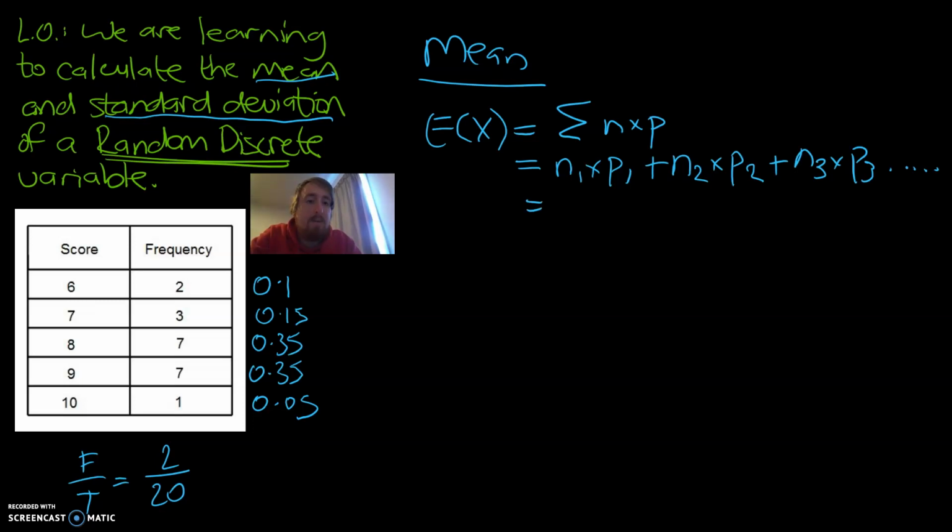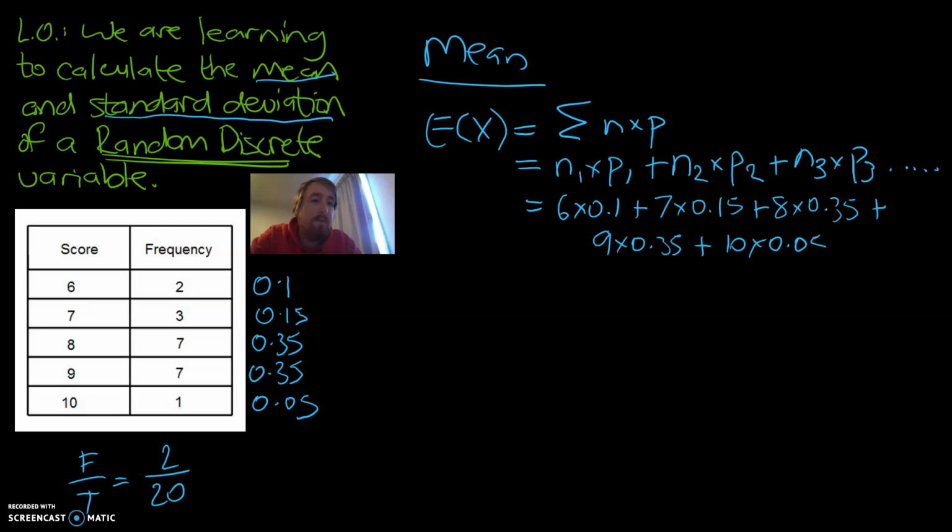What we need to do is 6 times 0.1. We're then going to add 7 times 0.15. We're going to add 8 times 0.35. Plus, I'm going to move down for my working, 9 times 0.35. And finally, we're going to add 10 times 0.05.